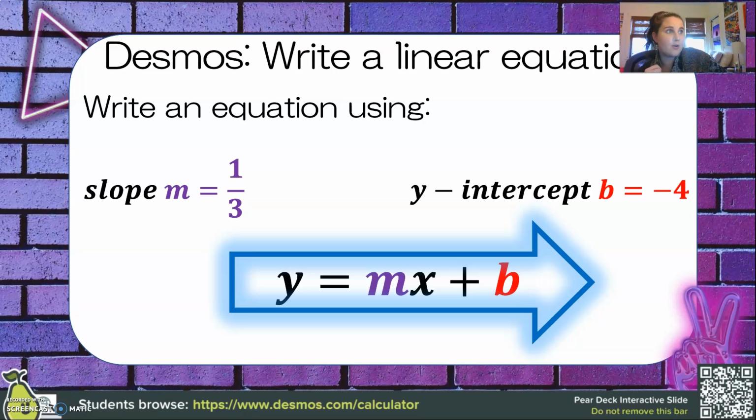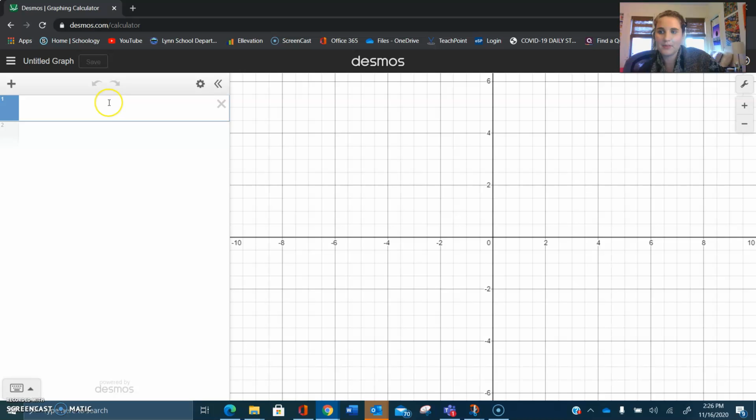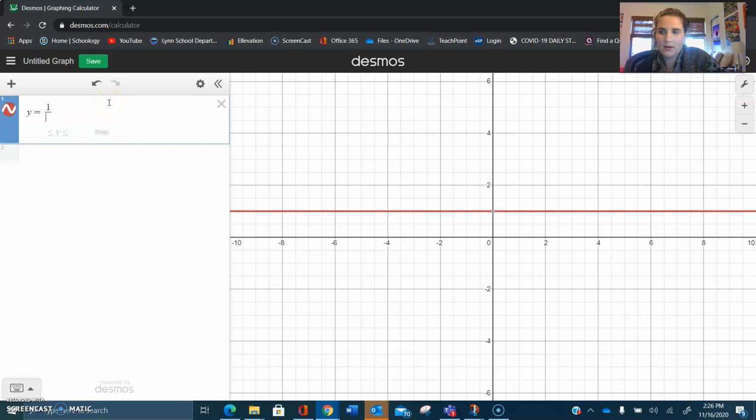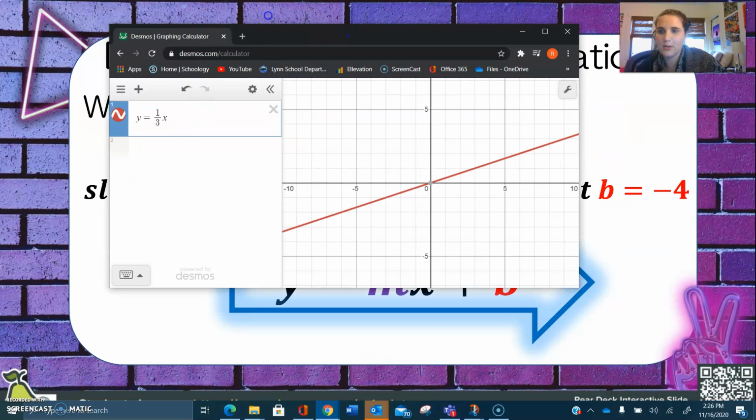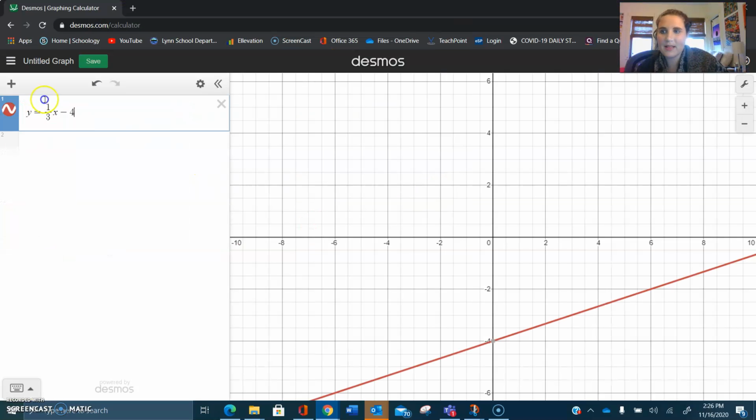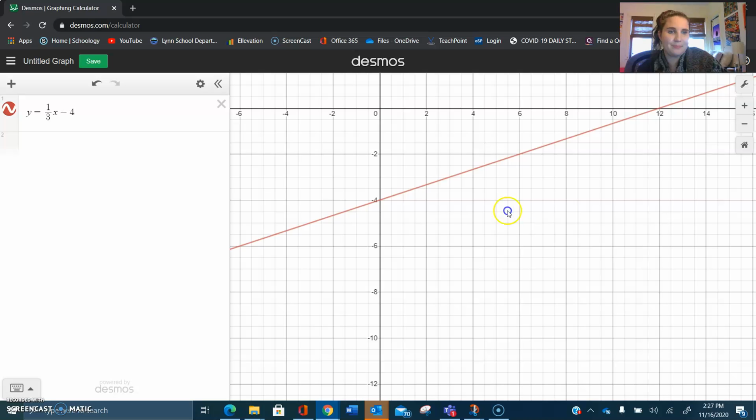All right. So now using Desmos, I want to write a linear equation using these conditions. So what you'll do is type in y equals mx plus b, but we're going to use 1/3 for the slope and -4 for the y-intercept. So y equals 1/3 x, and it was -4. So 1/3 x minus 4. And there's my line. So there's the slope, 1/3, and there's the y-intercept, -4, and you can see it down here. And if I go up 1, I rise 1, and then run 3, it works out. But there's the line.